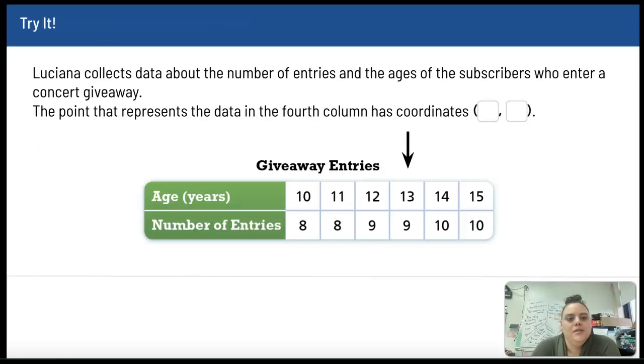Try this. Luciana collects data about the number of entries and the ages of subscribers who enter a concert giveaway. The point that represents the data in the fourth column, pointed by the arrow, has what coordinates? So how would you fill that in? What would be X and what would be Y?